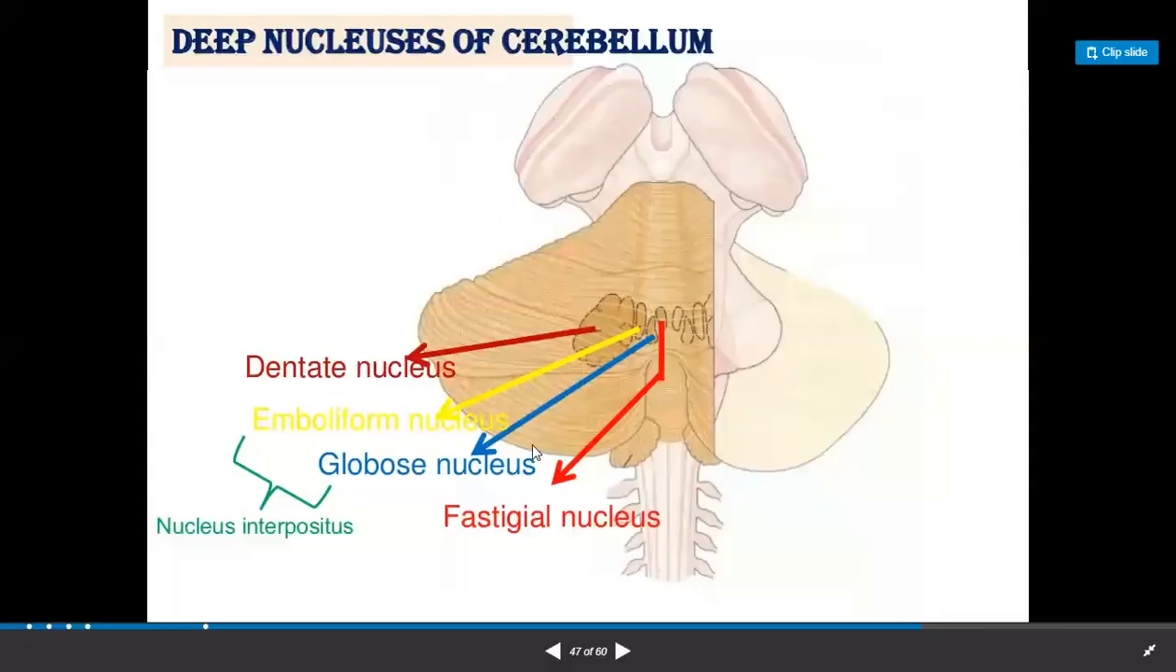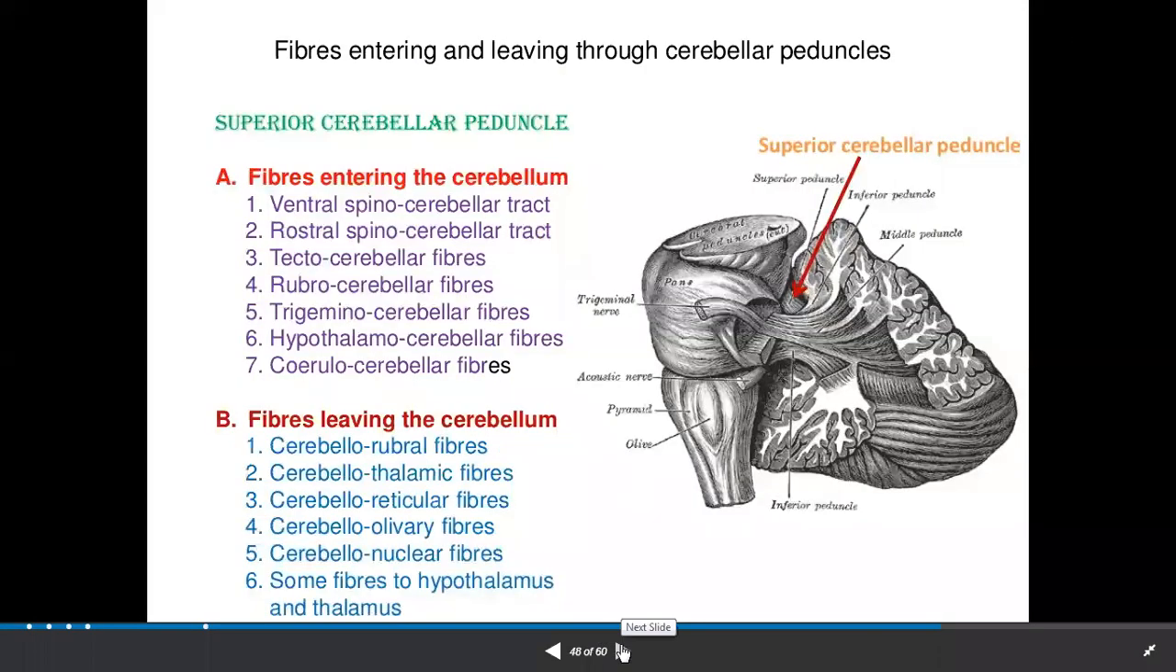Just to emphasize more, I have put one different slide where the picture shows the collection of gray matter within white matter, that is in the medullary core. We have the dentate nucleus, which is quite big, the emboliform nucleus and globose nucleus, which are in the center, hence nucleus interpositus. Close to the midline, we have the fastigial nucleus. Okay, so basically I will show you the peduncles and tracts in a tabular form so that you will understand better.